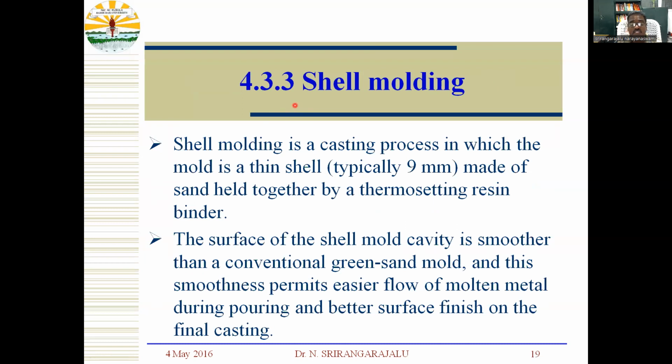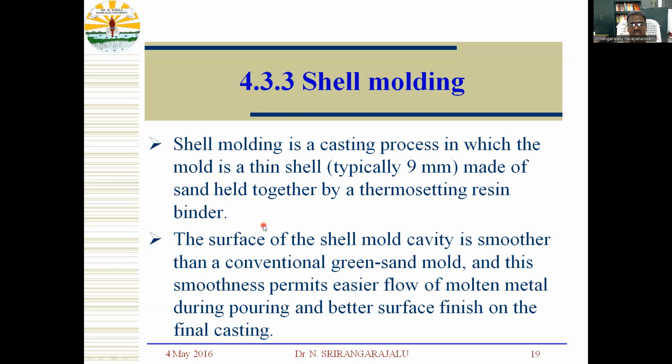Shell molding is nothing but forming small shells, about 9 mm thick, with the help of a hot pattern, binders and some additives. Based on that shell, we can make a casting; that is the shell molding process. Shell molding is a casting process in which the mold is a thin shell, typically 9 mm, made up of sand held together by thermosetting resin binder.